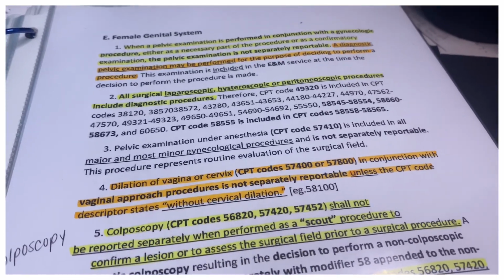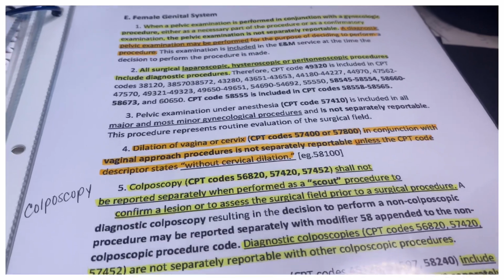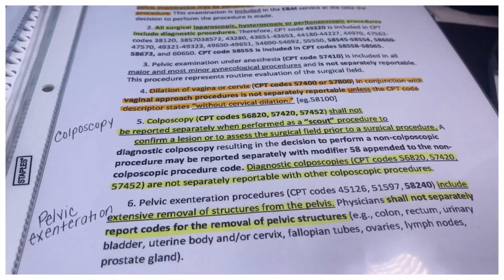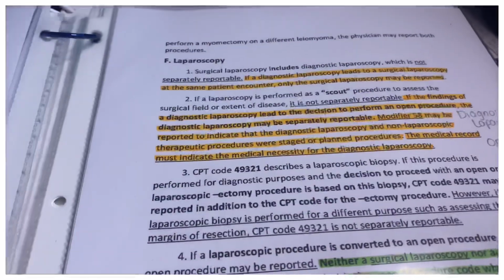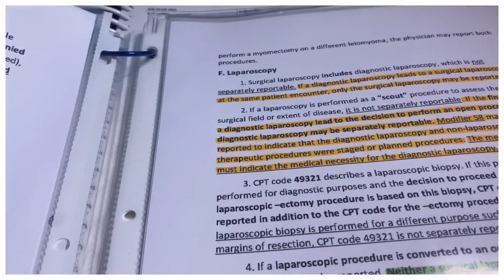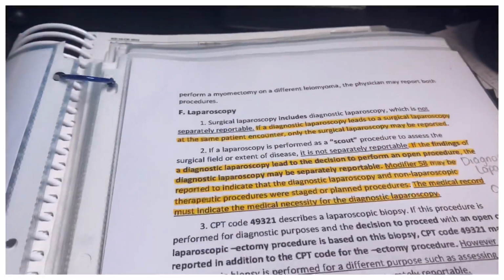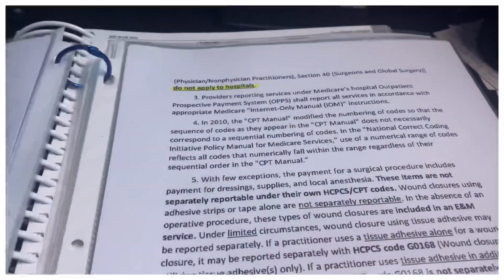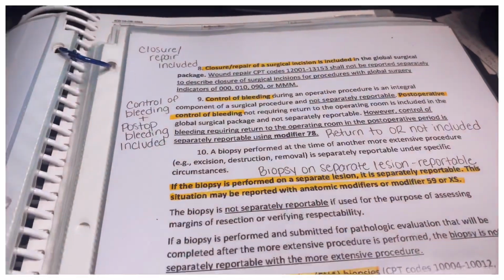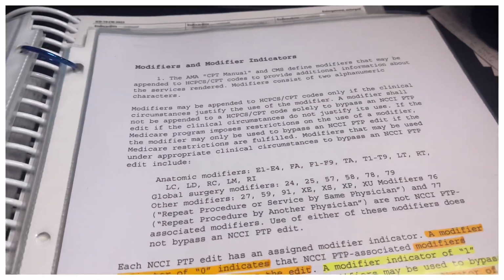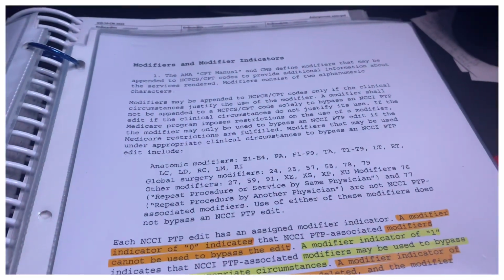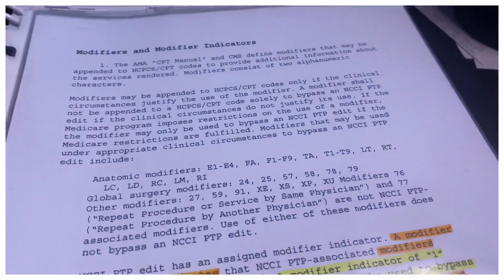What else is on here? It's a lot of information, and I'm not going to sit here and read every single one. Let me keep on going because I think I had another manual that I wanted to show you guys and that I can include in the description box. So this is just about modifiers and modifier indicators.